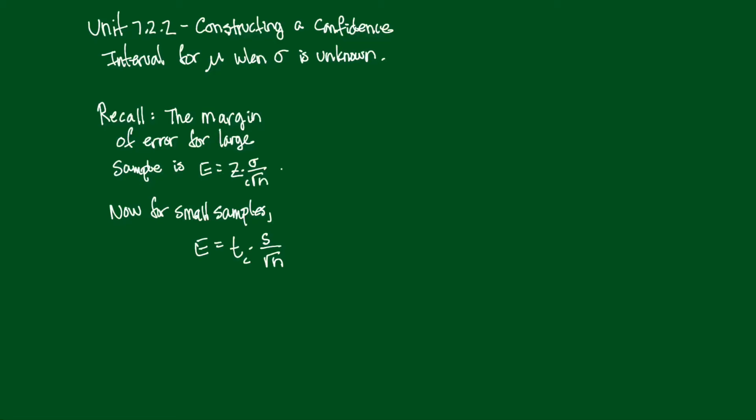So let's actually do it. Let's construct a confidence interval for the mean when sigma is unknown, small samples. And now you may recall that the margin of error, the maximum error of the estimate when you're dealing with large samples, was this one: Z, the critical value of Z times sigma over square root of n. But now we don't know sigma, so we're going to replace it with S, and when I replace it with S, I have to use the t distribution.